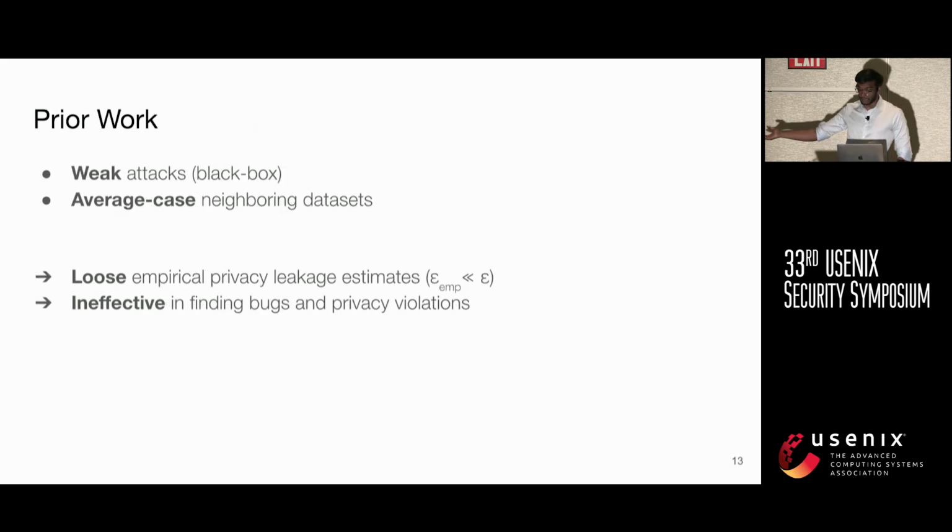However, we find that prior work estimating the privacy leakage from synthetic data usually uses weak black box attacks and also only considers average case neighboring data sets. So they don't consider the worst case, what's the worst possible situation of neighboring data sets, and therefore they result in loose audits, as I've explained earlier. The empirical privacy leakage estimates are much smaller than the theoretical ones. This means that the privacy audits that have been done in the past are ineffective in actually finding bugs and privacy violations in practice.